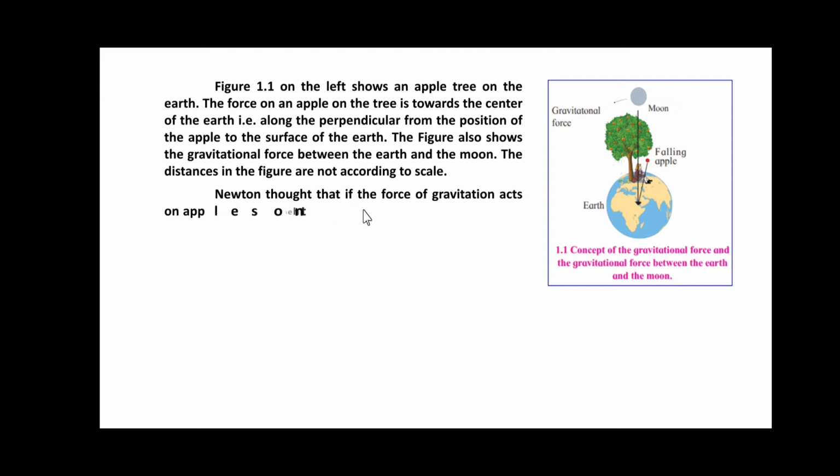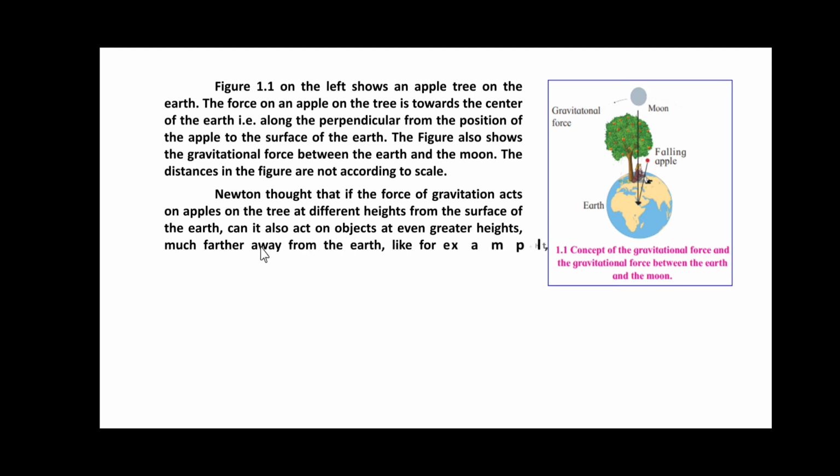Newton thought that if the force of gravitation acts on the apple on the tree at different heights from the surface of the earth, can it also act on objects at even greater heights, much farther away from the earth, like for example the moon? Can it act on even farther objects like the other planets and the sun? Here the answer is yes.